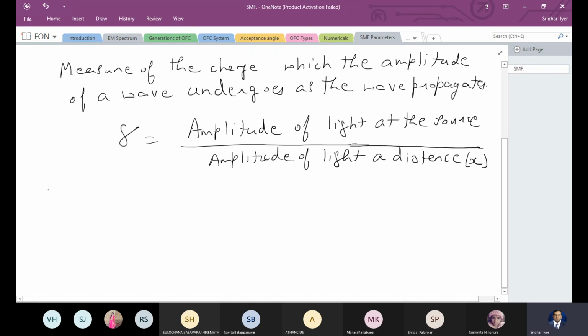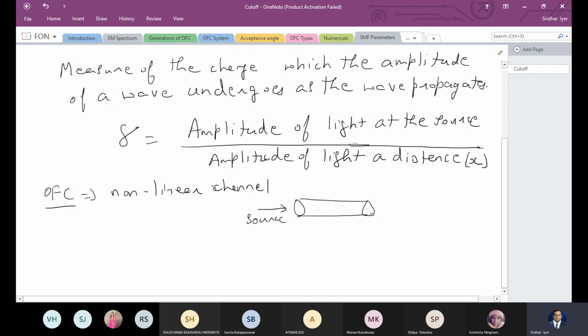And in general, because the OFC, the optical fiber cable, is non-linear in nature, or it is a non-linear channel, we will see in module 2 that as the light propagates inside the fiber, if I make the fiber like this, and as the light propagates from the source inside the fiber towards the receiver, because of certain properties inside the fiber, there is going to be an exponential decay or decrease.